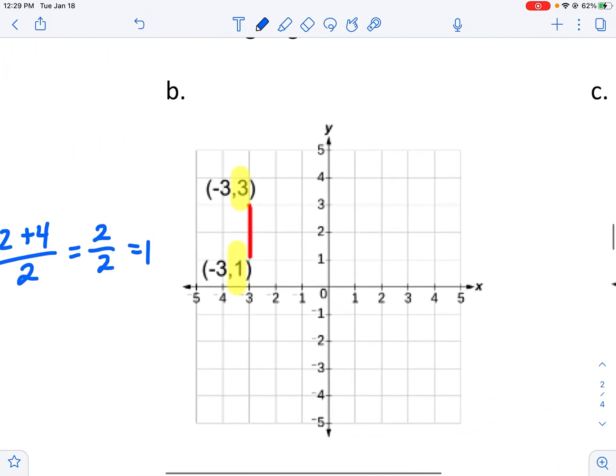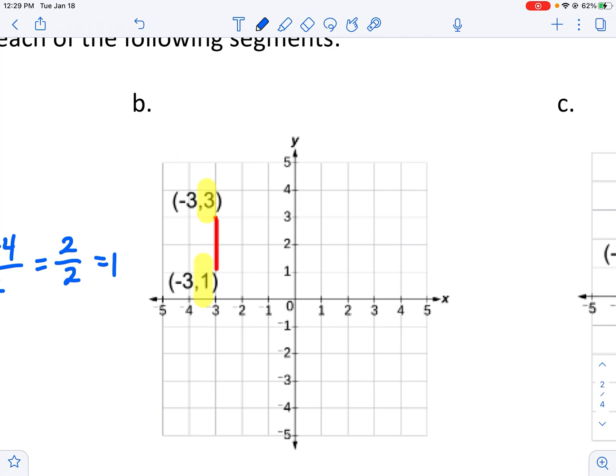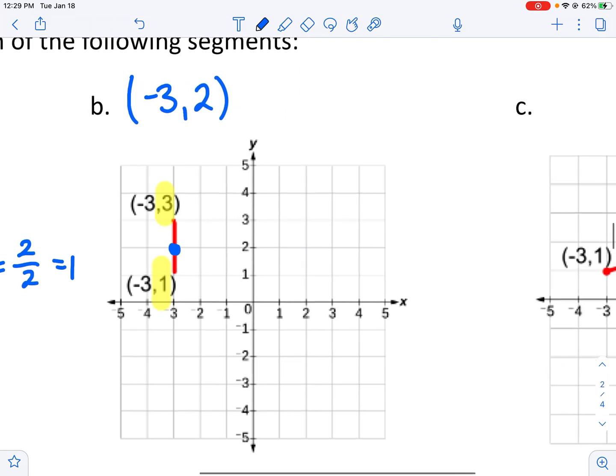It works with y's as well. So if this is 2 units long, right in the middle is 1 unit away from the start or finish. So that is -3, 2. That's my coordinate. And I could have found that algebraically by taking 1 plus 3, my y coordinates, and finding that average. So that would be 4 divided by 2, which is just 2.